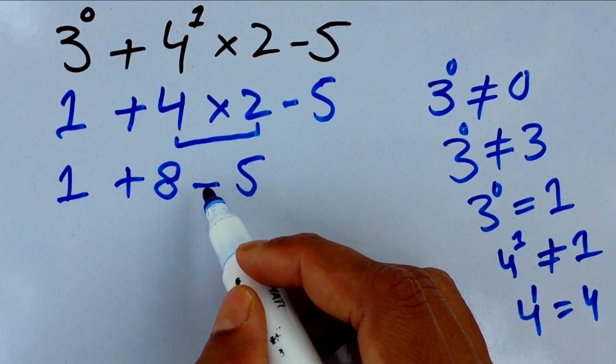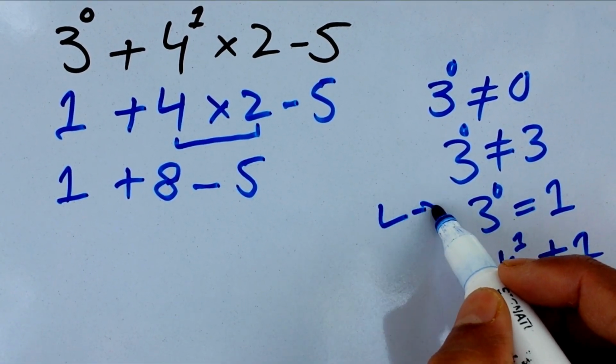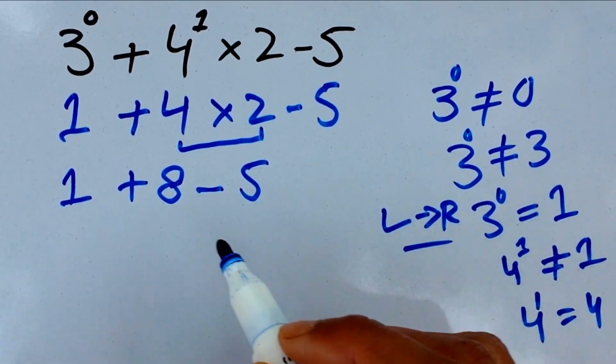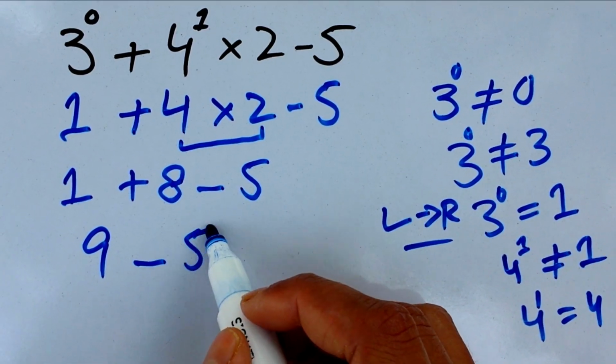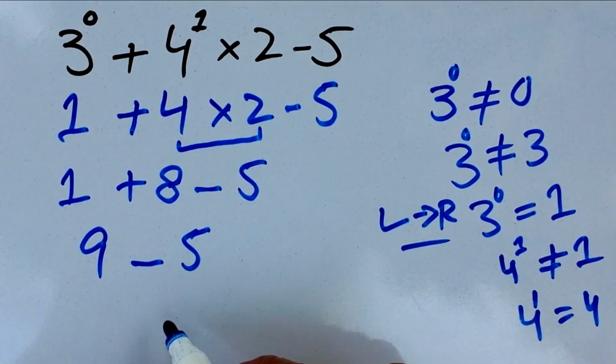Now addition and subtraction, left to right. So 1 plus 8 equals 9 minus 5. 9 minus 5 equals 4.